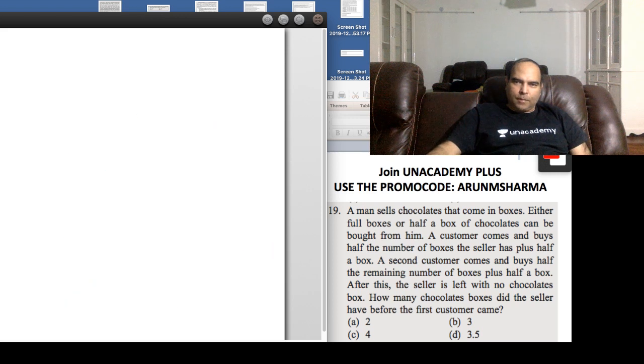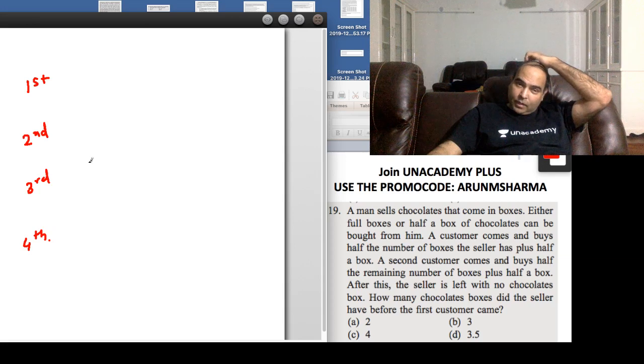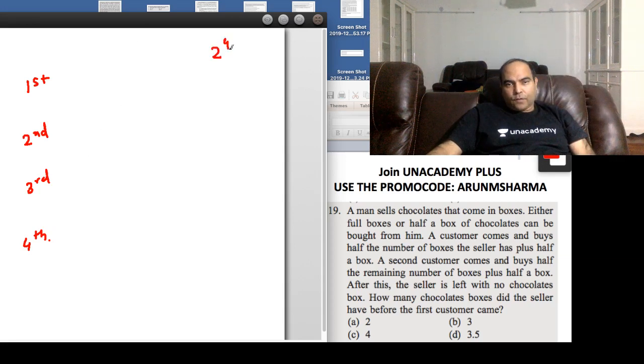So to give you an example of this, you will see this. If you go with four iterations, that means 4 customers. The first customer, the second customer, the third customer, and the fourth customer. Four customers are coming in and doing half plus half. The correct answer for the starting number should be 15.